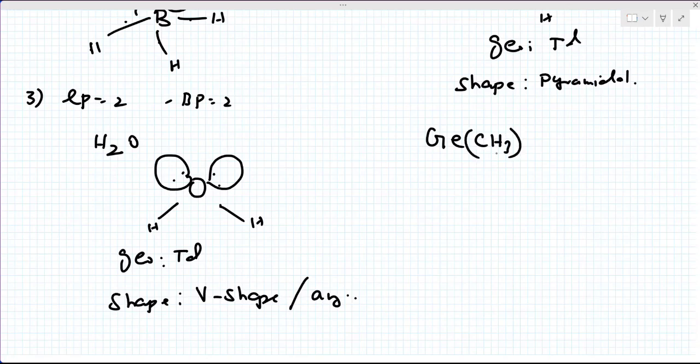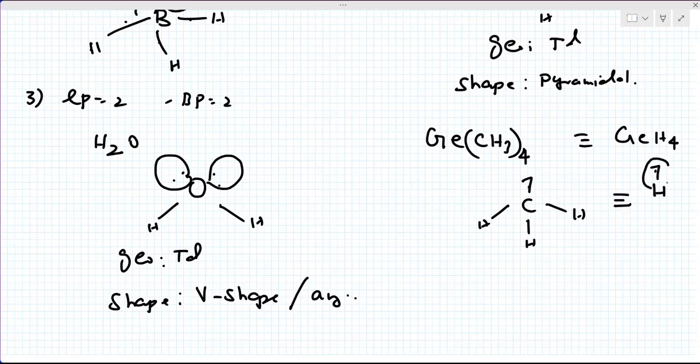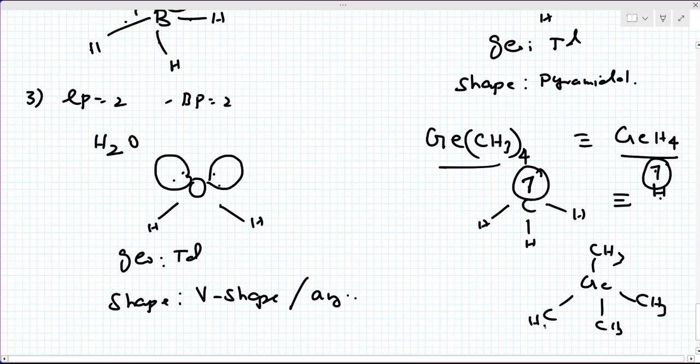Now see this molecule: germanium with CH3 four times. This is equal to germanium H4. Hydrogen has 1 valence electron. In CH3, carbon has 4 valence electrons, and with the three hydrogens, 1 electron is available for bonding. This hydrogen also has 1 valence electron involved in bonding. Therefore, this CH3 and hydrogen are almost the same. You got the point. So what is the germanium shape? They will give it like a substitution, they will confuse the question.